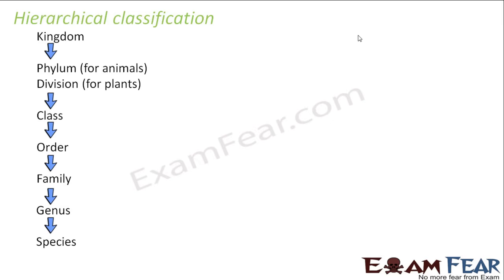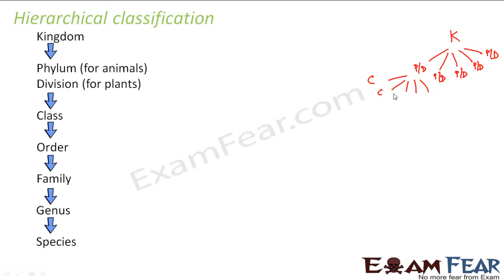Let us suppose there is one kingdom. One kingdom will have many phylum or division. Phylum for animals and division for plants. Now each phylum or division will have many classes. Again, each class will have many orders. Each order will have many families. Again, each family will have many genus. So you are seeing how it is.